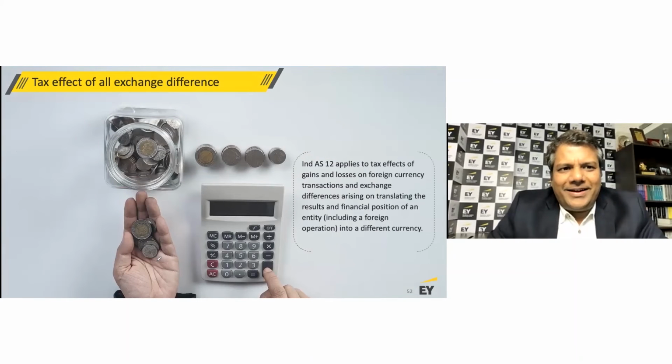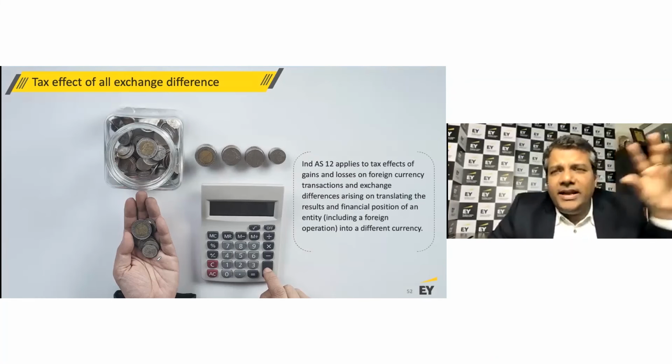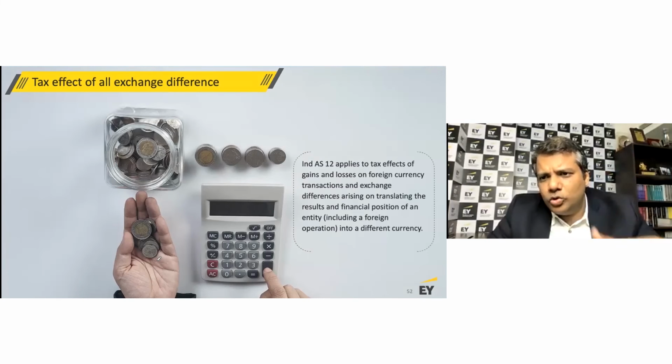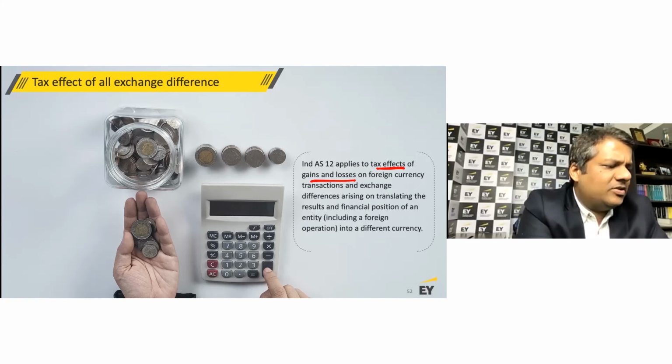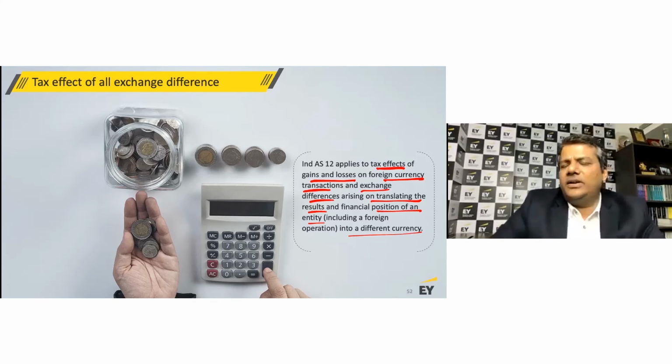All right. So if there are tax effects of exchange differences, you need to be mindful of that as well. Do I need to set up a deferred tax asset or a liability in relation to the tax effect of exchange differences? Again, if you go to Ind AS 12, you will see that there is an exception to this rule: if you can demonstrate that you have the ability to liquidate this in a tax-free manner, or you will continue to reinvest this, that means there will be no repatriation of this exchange gain or loss, then you don't need to set up a deferred tax asset or a liability. So Ind AS 12 applies to the tax effect of gains and losses on foreign currency transactions and exchange differences arising on translating the results and financial position of an entity into a different currency.